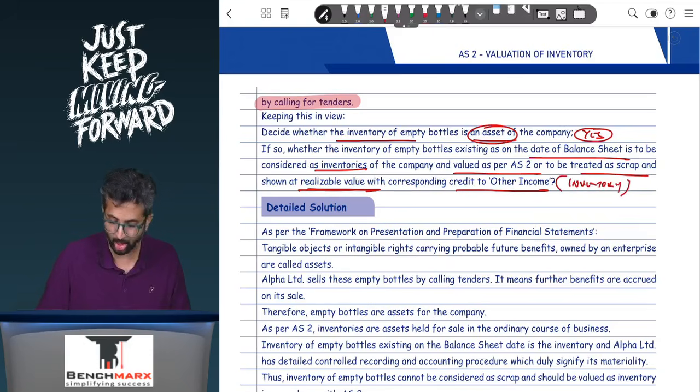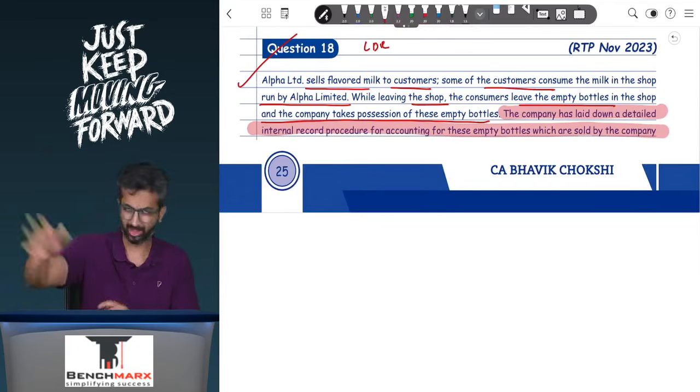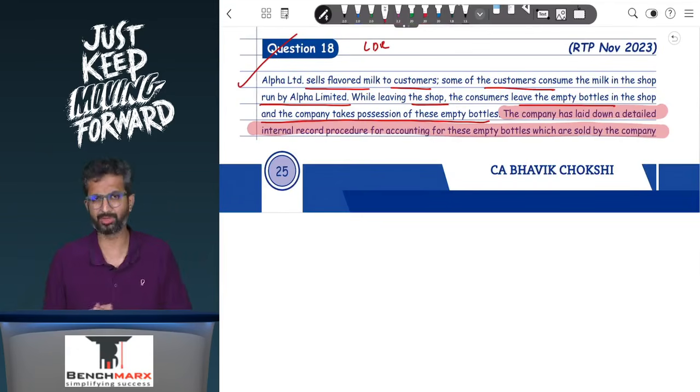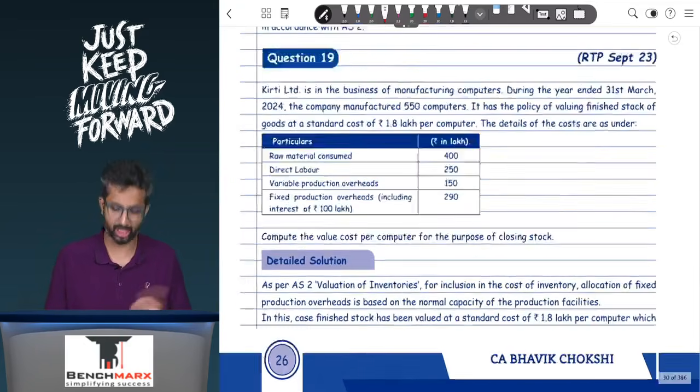However, if you were told that the management does not have any record procedure, and at the end of the business day it calls a scrap dealer and gives the bottles for a lump sum amount, with no tendering or anything, in which case you are not very serious about it, then it can be like a byproduct and hence can be measured at NRV.